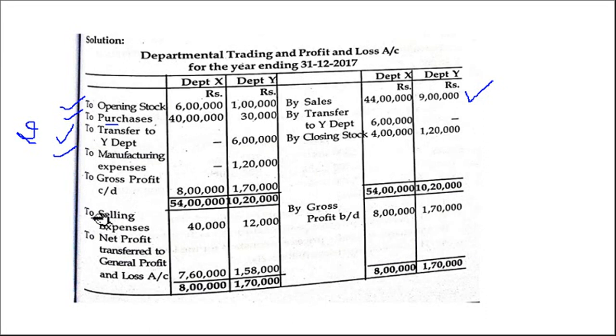Here we are writing all the revenue expenses of general. These are general expenses, right? So to selling expenses 40,000 and 12,000. It is given in the problem. Then there are no other expenses. Otherwise you can write everything here. To advertisement, to rent, all these things can be written here. So nothing is there. So total of both the sides 8 lakh and 1 lakh 70,000, balancing figure 7 lakh 60,000 and 1 lakh 58,000. This is considered as the net profit. Clear?